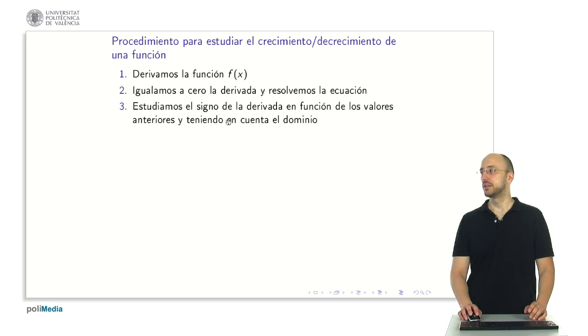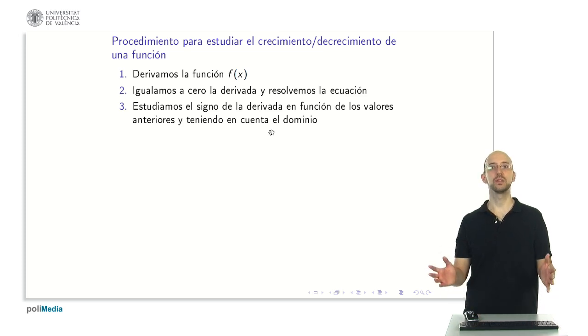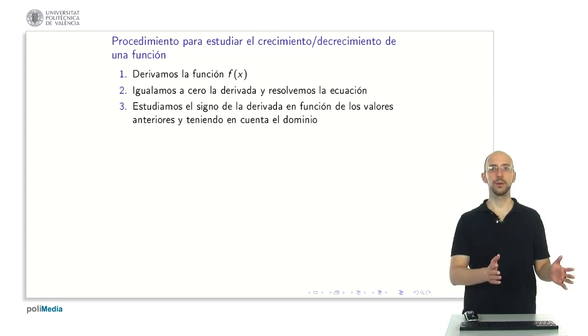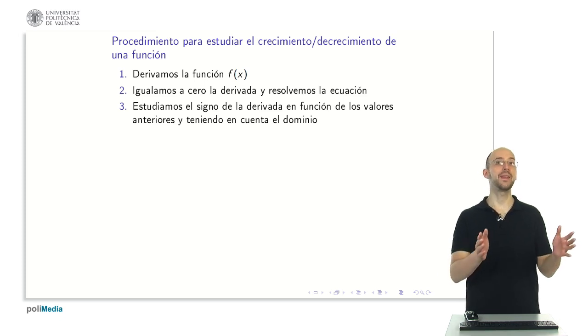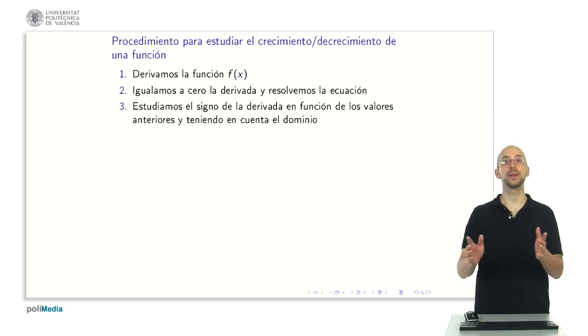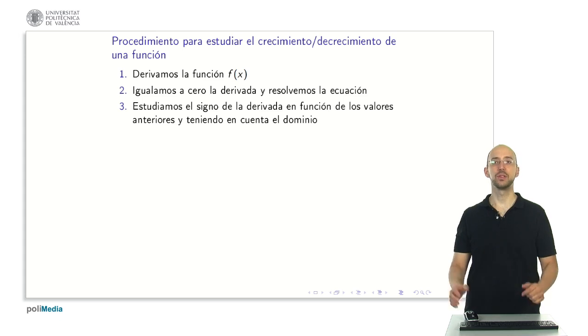Now, on to the third step. We examine the sign of the derivative based on the values we obtained previously, taking the function's domain into account. In essence, we perform a sign analysis of the derivative. This allows us to determine where the derivative is positive, indicating that the function is increasing, and where it is negative, suggesting that the function is decreasing.